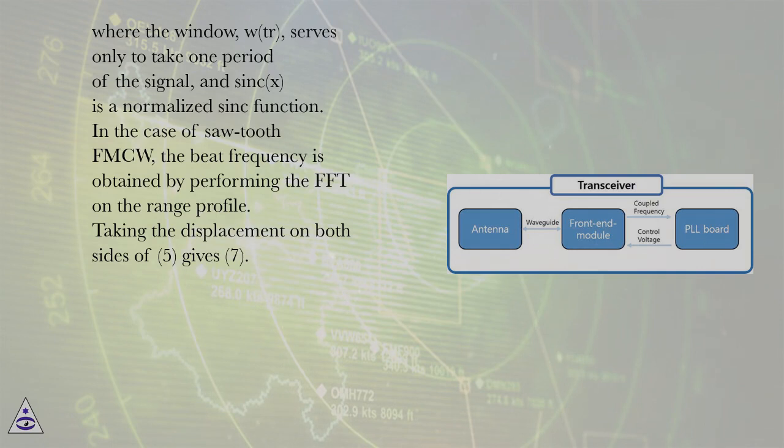where the window, W(TR), serves only to take one period of the signal, and sinc(x) is a normalized sinc function. In the case of sawtooth FMCW, the beat frequency is obtained by performing the FFT on the range profile. Taking the displacement on both sides of (5) gives (7).